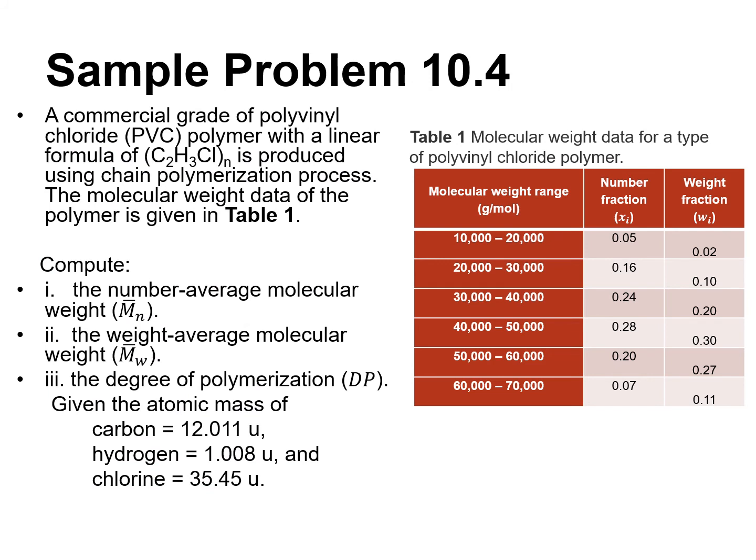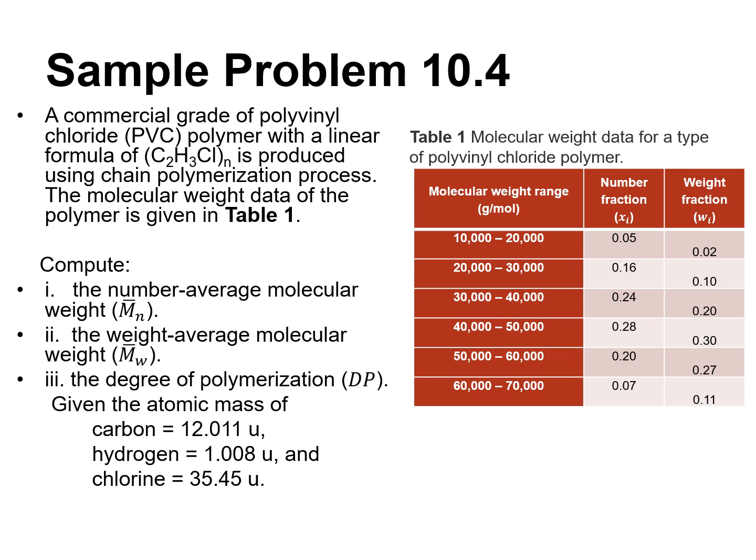Another sample problem is given on this slide. A commercial grade of PVC polymer with a linear formula of C2H3Cl is produced using a chain polymerization process. Molecular weight data of the polymer is given here. How do we compute the number average molecular weight, the weight average molecular weight, and the degree of polymerization?